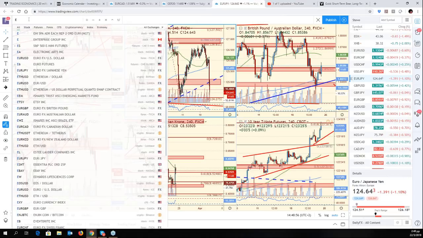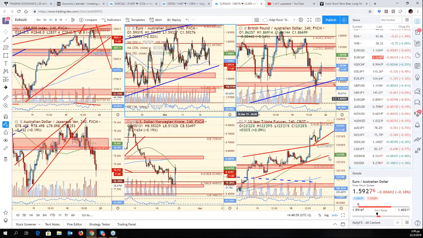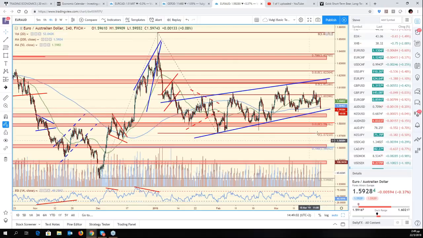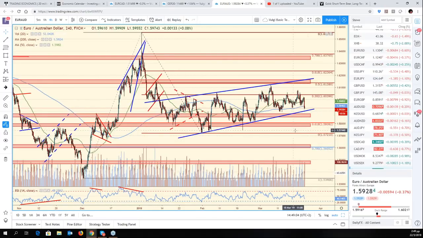So I think that the vast majority of them are actually at interesting levels. This is Euro-Aussie. Euro-Aussie once again close to support. I have to say, you don't need to be an expert. You don't need to be a guru to understand that this move lower was way stronger than this move higher, which has clearly corrective characteristics.